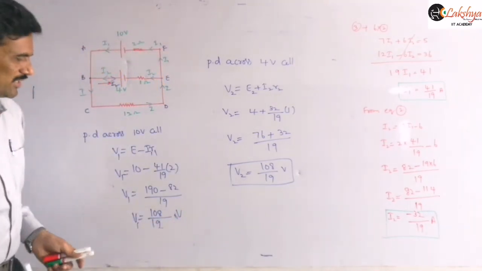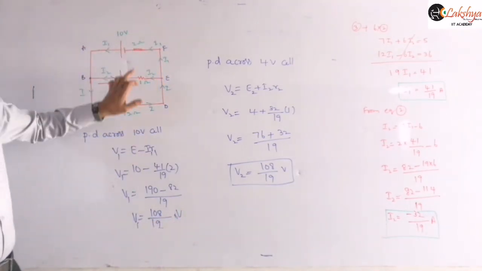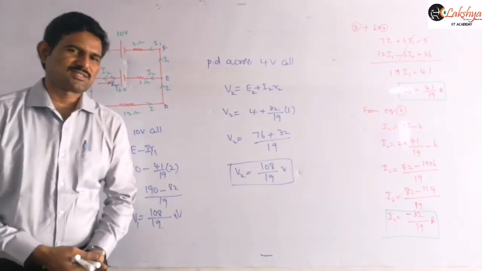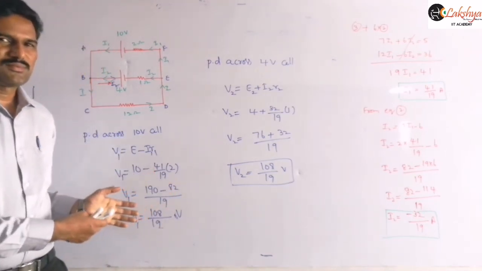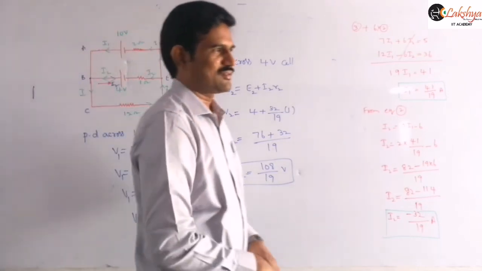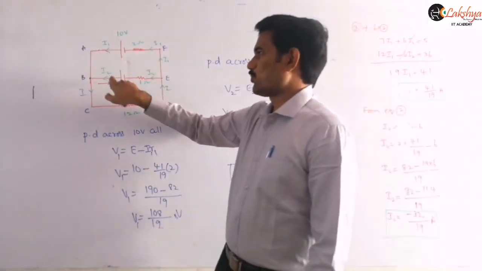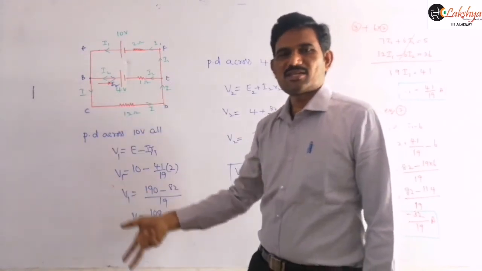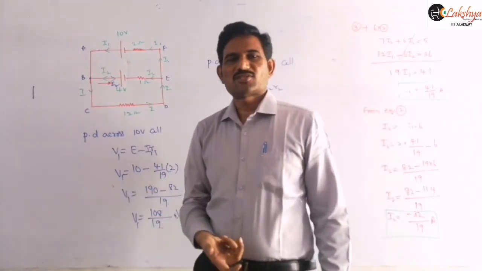Now finally what we are getting is potential difference across the first cell and potential difference across the second cell is same. You observe this. So that is the beauty here. Now that means both the cells are in parallel, right? This E1 and E2 are both in parallel. When the cells are in parallel, their potential difference across them will be same.